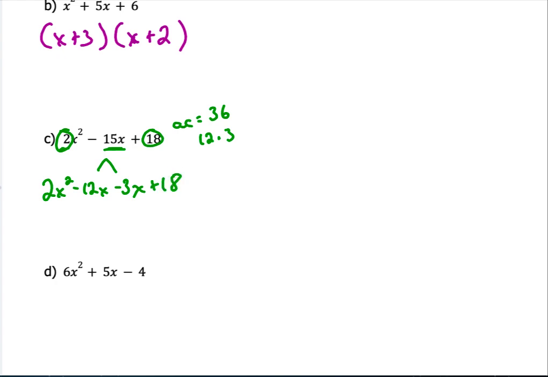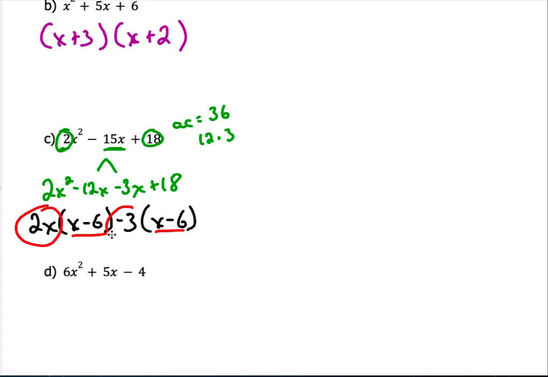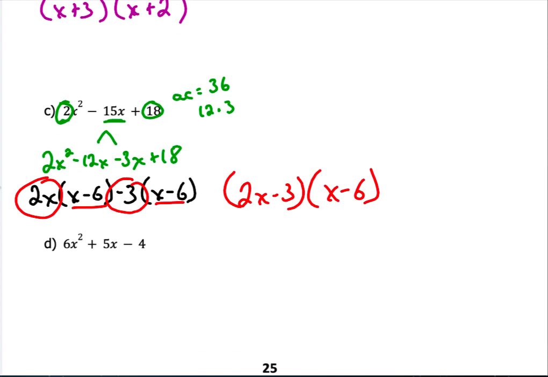Then I try to factor it in pieces. So 2x squared minus 12x, I can factor a 2x out of each of them, and I'm left with x minus 6. Negative 3x plus 18, I can factor out a negative 3 from each of them, and I'm left with x minus 6. Remember, our goal is to try to get both of those to be the same. So my two pieces are 2x minus 3 and x minus 6. That's my factored form. All right, last one, 6x squared plus 5x minus 4.